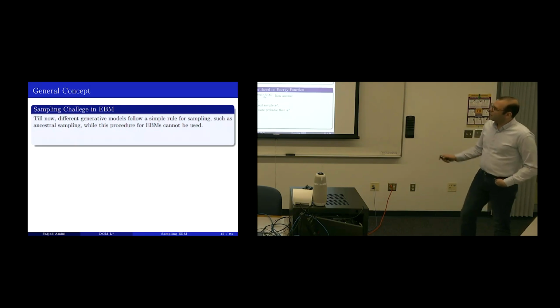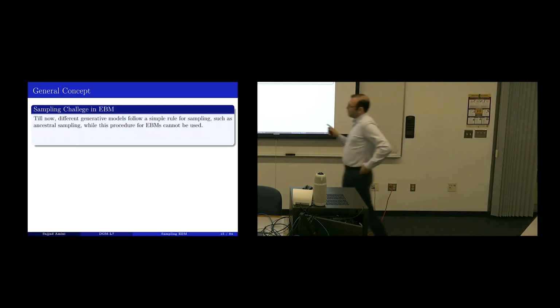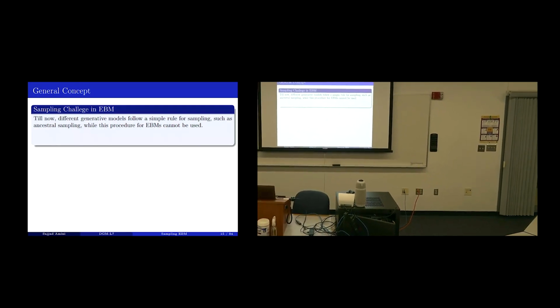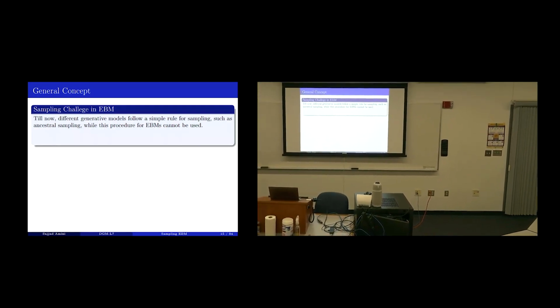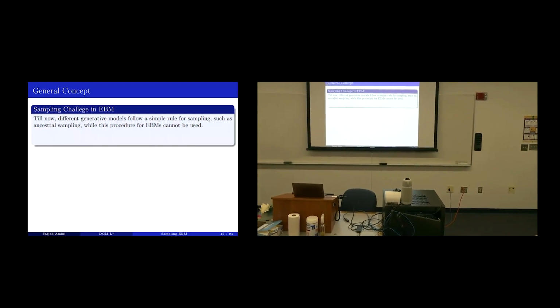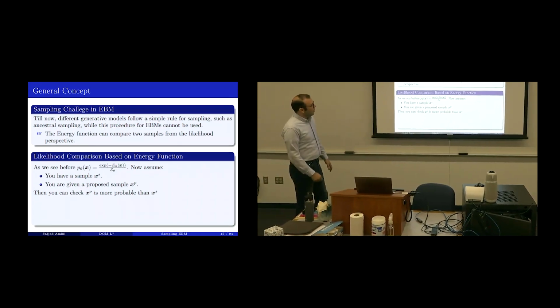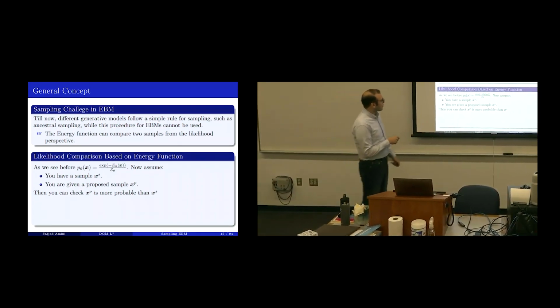Okay? We know that the EBM cannot give you the exact likelihood of a sample, but it can exactly compare whether x1 is more probable or x2. Does it make sense? Do you agree? I can compare the probabilities, not the exact value of the probability. I can tell whether x1 is more probable or x2.